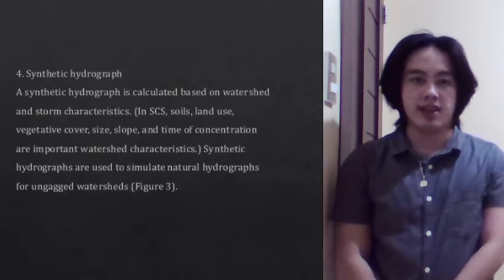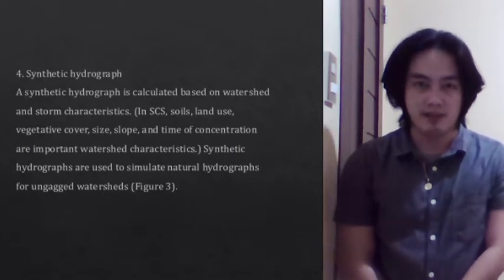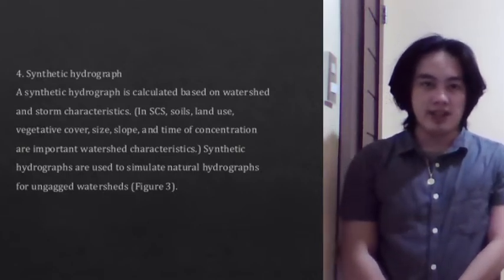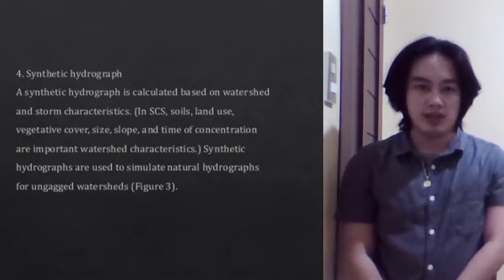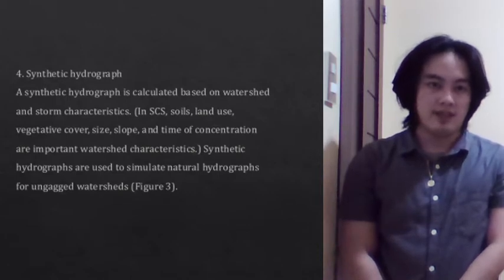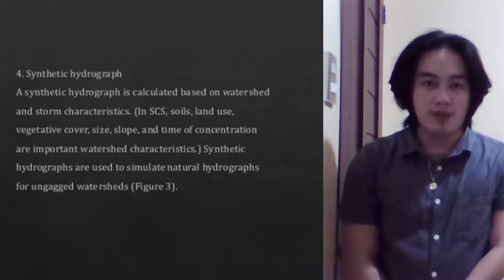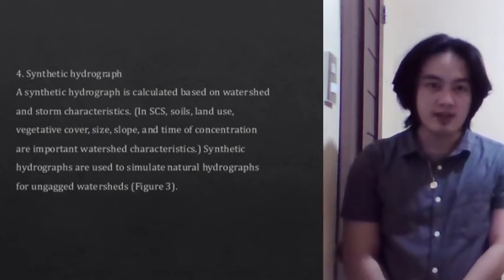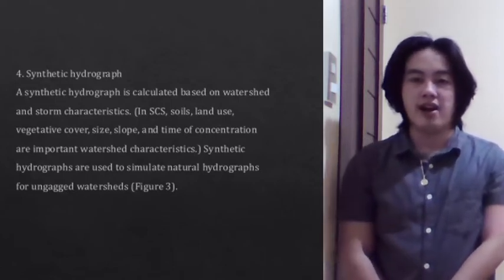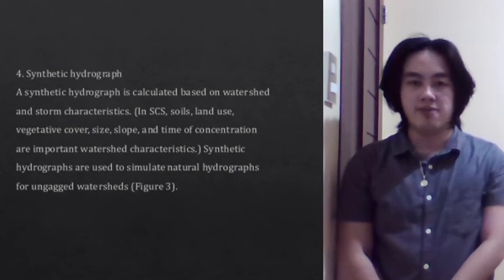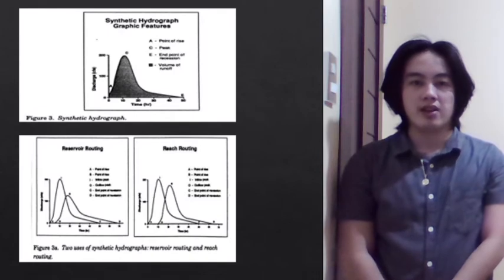Next is the synthetic hydrograph. A synthetic hydrograph is calculated based on the watershed and storm characteristics such as soil, land use, vegetative cover, size, slope, and time of concentration, which are the important watershed characteristics. Synthetic hydrographs are used to simulate the hydrograph of ungauged watersheds. So this is the figure.